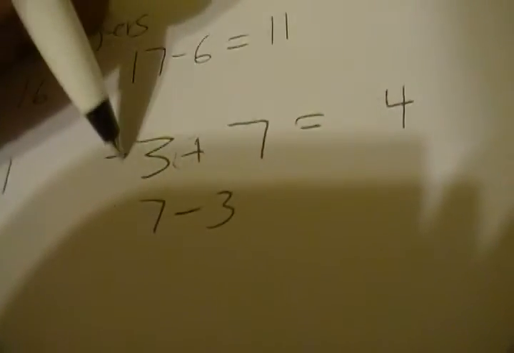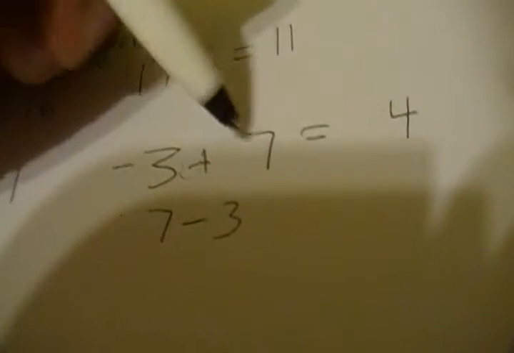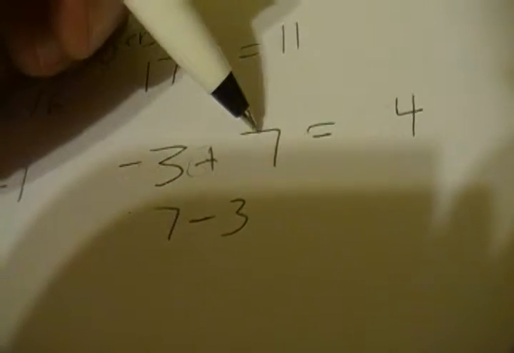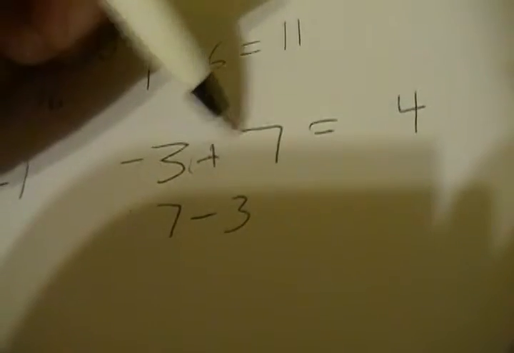But if you don't want to switch around stuff, just look at the signs. If they're opposite, we subtract the two numbers, and then look at the bigger number and see what sign you have in front of it. Then that'll determine the sign of the answer.